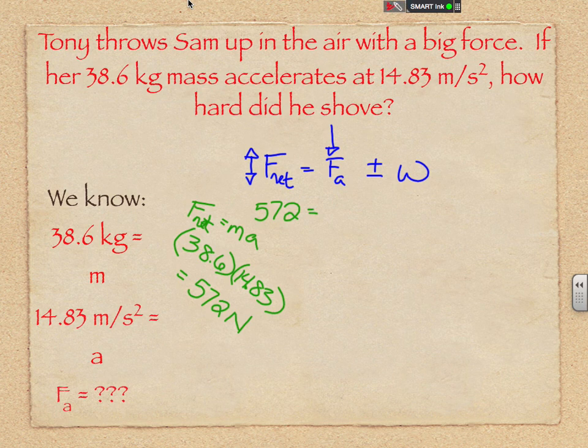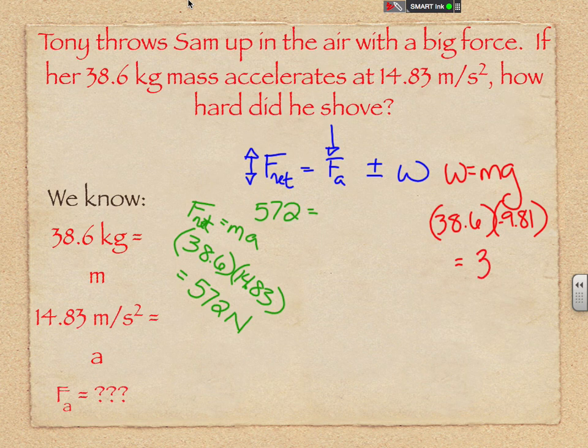And then I say, this would work out great if only I knew W. But of course I know that W equals mg. We learned that yesterday. And that would work out great if I knew the m was 38.6 and I knew the g was negative 9.81. And so here I get 379.